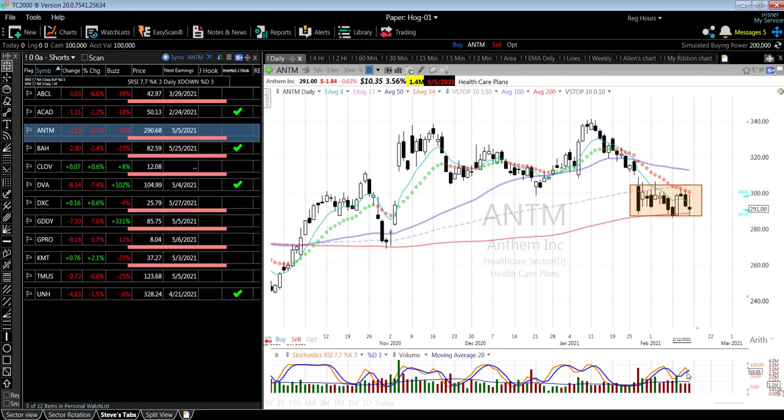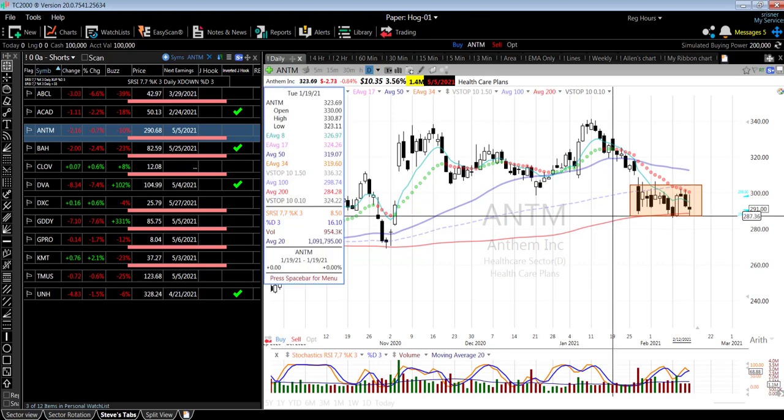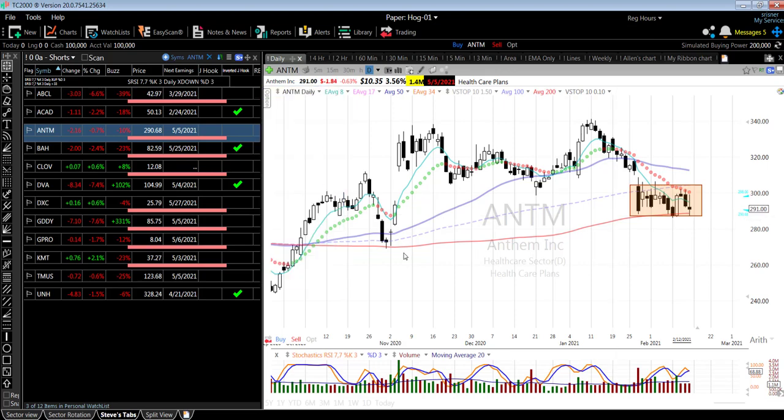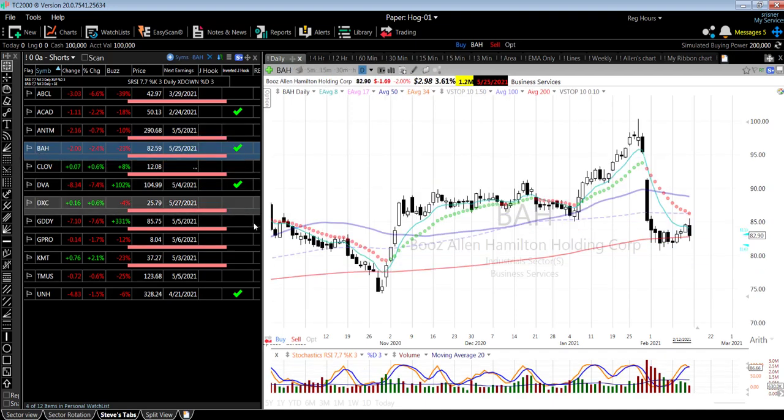Stochastics RSI looking like it wants to roll over. If we go below the 200 and the $287 level, my target would probably be somewhere in this area here, and it can do that in a heartbeat. All right, good volume, good earnings. Earnings dates, or this one, another could be AH, Booz Allen Hamilton.